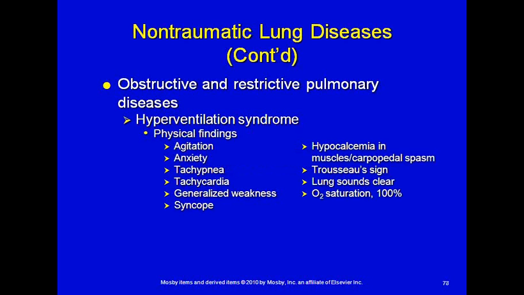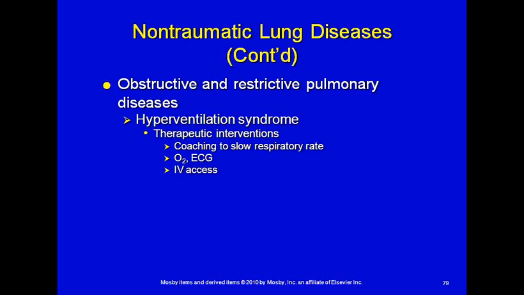So some physical findings with hyperventilation syndrome: the patient may be agitated, anxious, definitely tachypneic, tachycardic, have some generalized weakness. If they have low potassium levels or borderline potassium levels, you might see some carpopedal spasms. They may pass out. Their SATs are going to be 100%, their lungs are going to be clear, and they may have Trousseau's sign, which is something I'd like you to look up because frankly I didn't, so I'm not familiar with that, but you certainly can look that up, and I will as well.